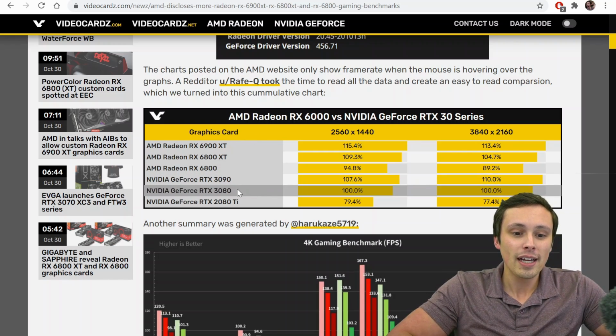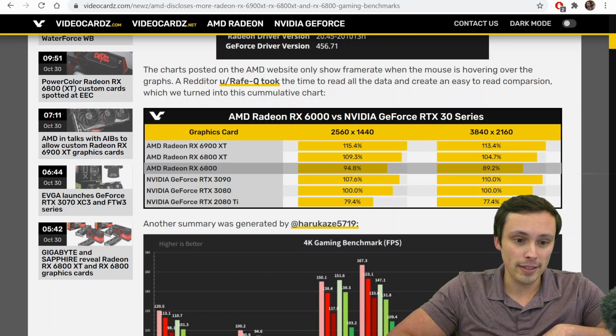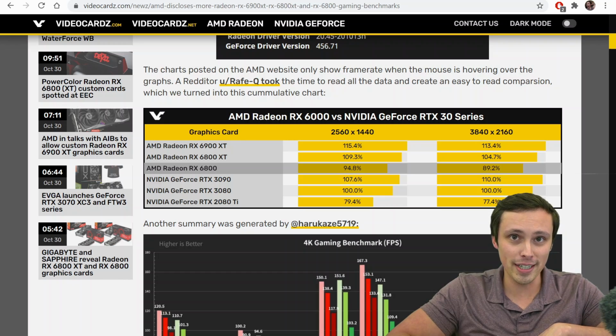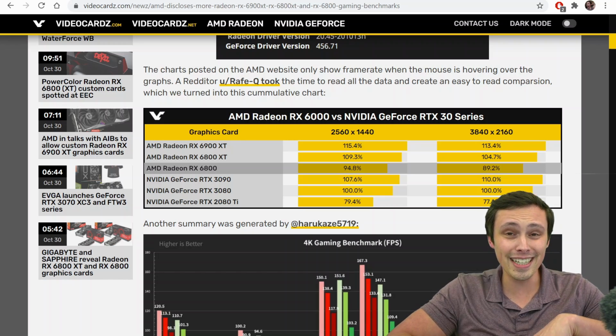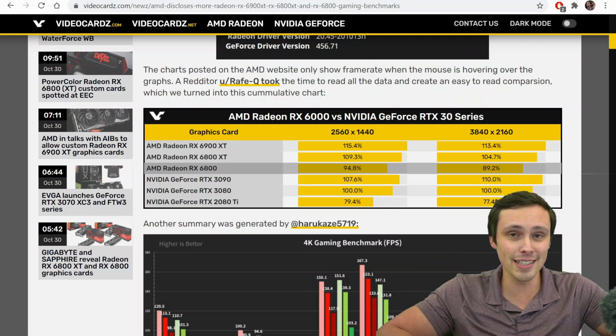So if we set the 3080 as the baseline, call that 100%. At 1440p, the 6800, out of all of these games and tests released, again, all by AMD, so take that into account, right? We'll see what independent reviews say, but I don't think these are going to be completely out of the ballpark of reality.